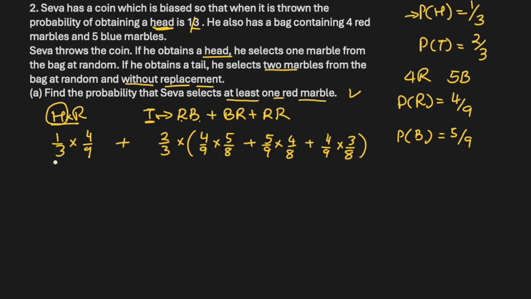Just add this and this. Carefully put this in a calculator, and you should get your answer. What I'm getting here is 0.629629 and so on. So we will round it off to 0.630. This is the probability.